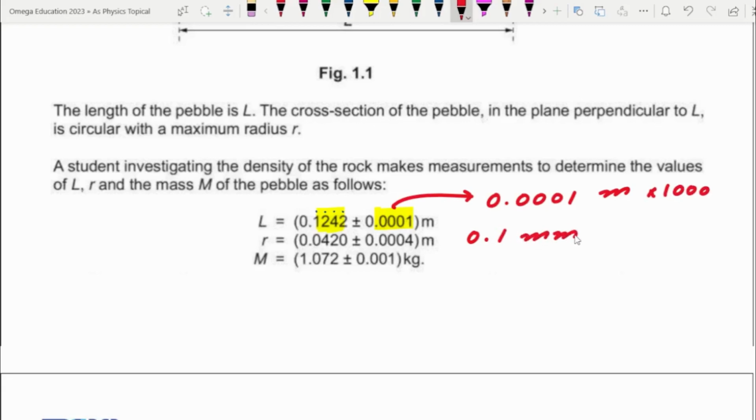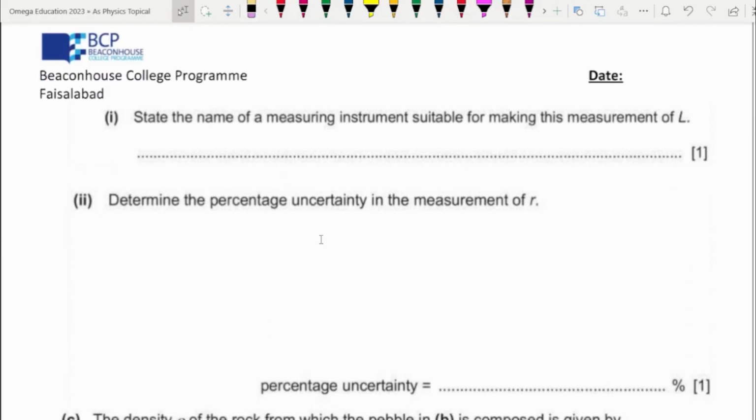Now what is the instrument that is able to measure to 10th part of a millimeter? Some of the students write meter rule as the answer, but meter rule can only measure to 1 millimeter, not less than that. The least count of the meter rule is 1 millimeter. So the instrument that is able to measure 0.1 millimeter is vernier calipers. You can check out the spelling.